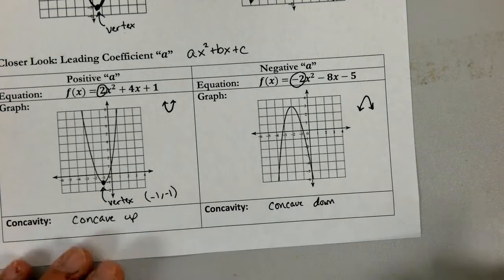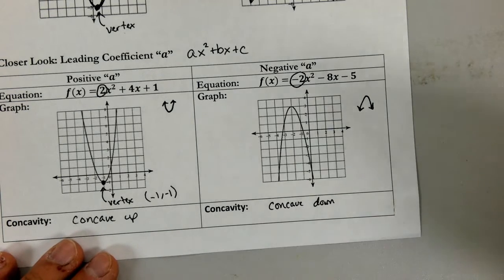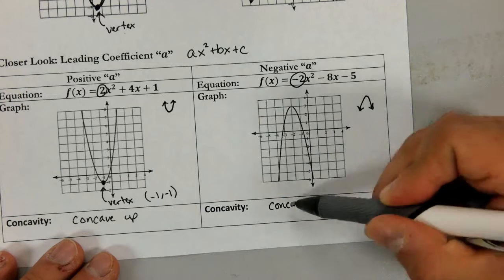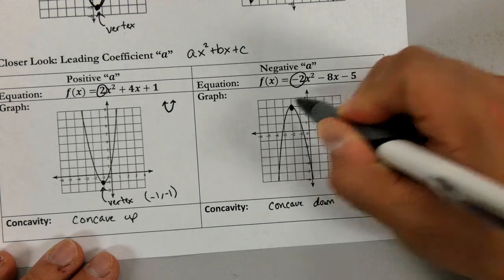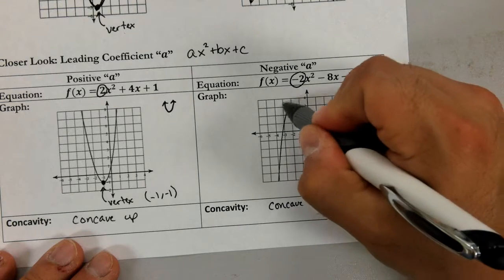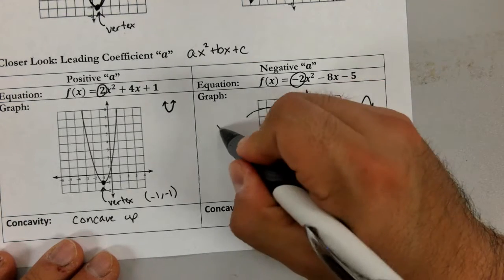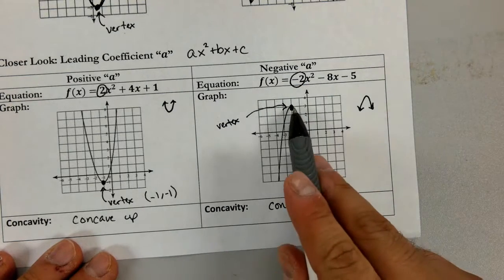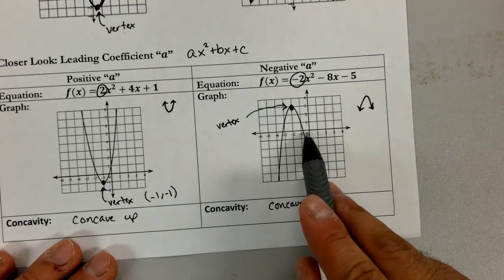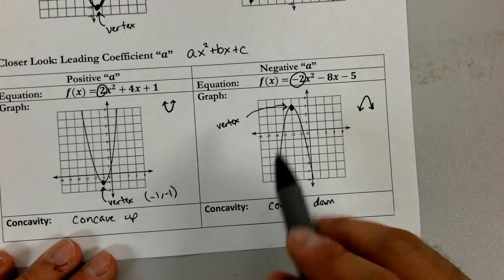Let's find the vertex on this one as well. When it's curving down, or concave down, your vertex will be all the way at the top. And this is going to be your vertex. We can actually write the coordinate for that vertex. If I said, what's the coordinate of the vertex, you would say it would be (-2, 3).